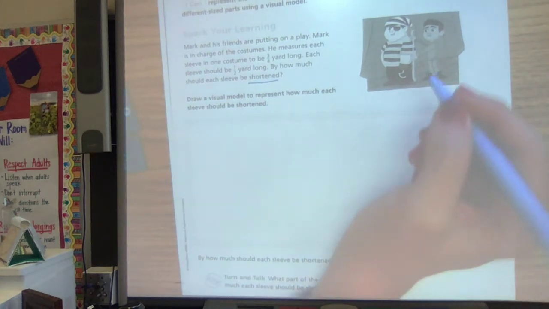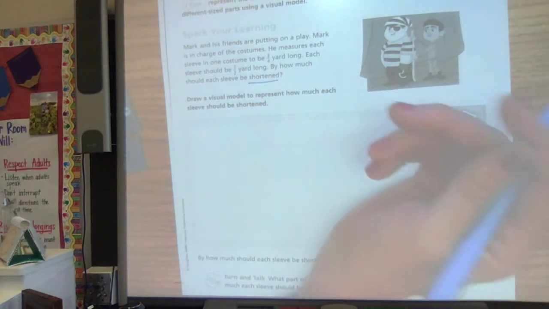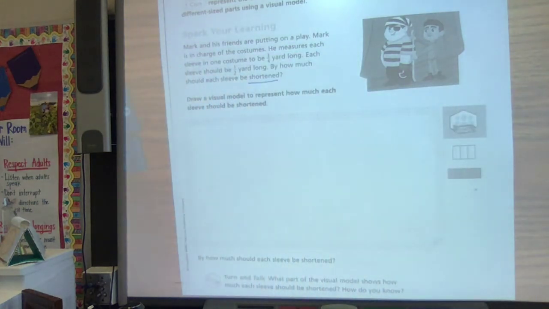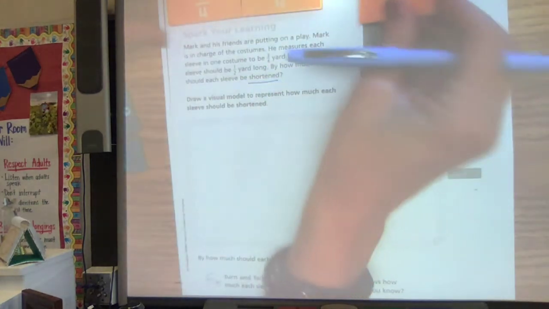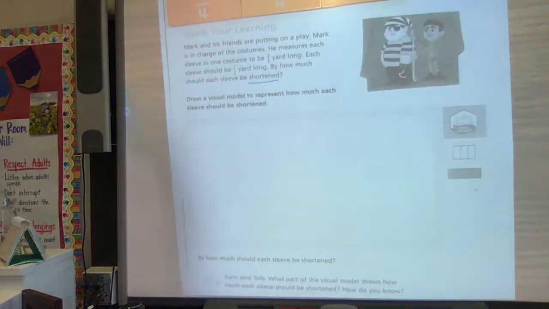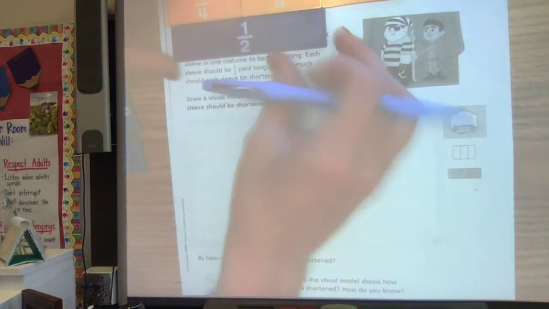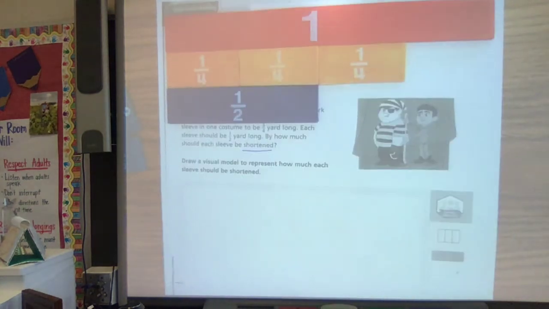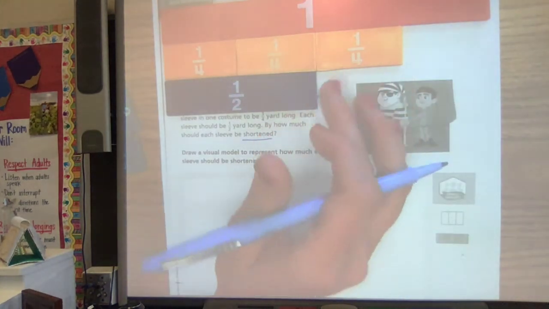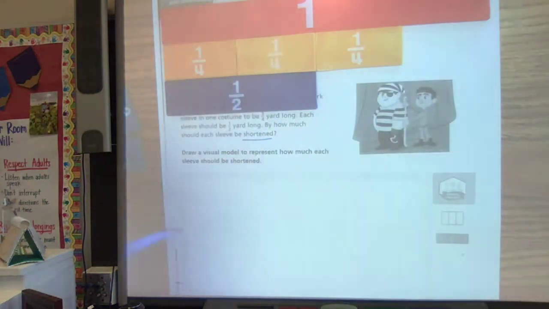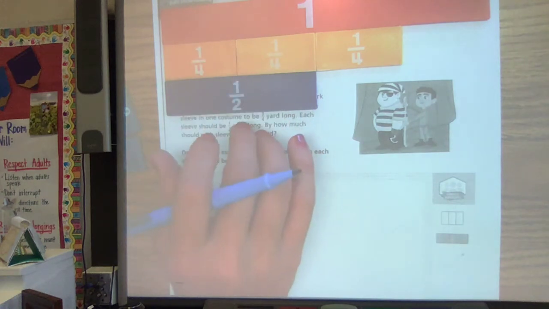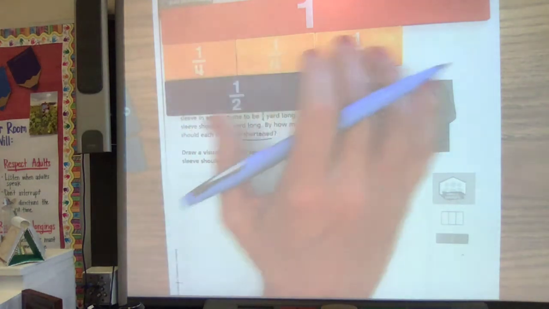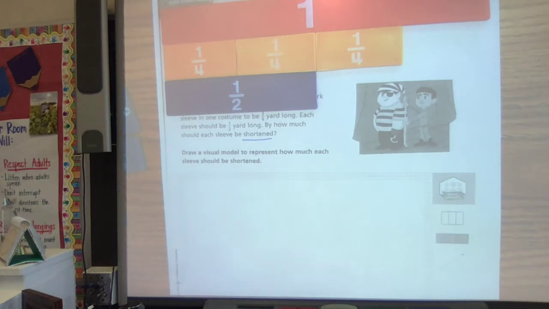So it's important right here to realize it said each one he measured was 3/4, but they should be a 1/2. So it's important for you to realize that a 1/2 is smaller than 3/4. Hopefully y'all are kind of getting them in your mind. You're probably thinking that 1/2 is equivalent to 2/4. So hopefully you would know that 3/4 is larger than a 1/2.